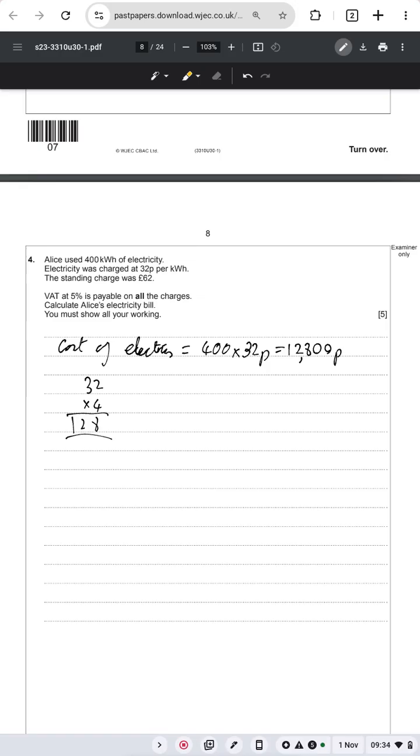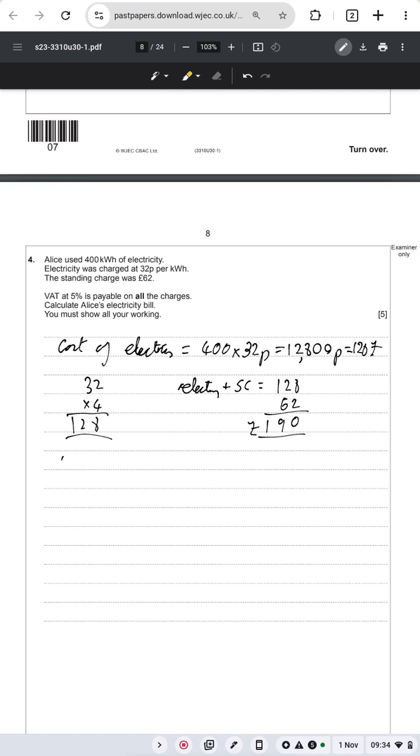So it's going to cost, what's that? 12,800 pence, which is equal to £128. So to that £128 we have to add 62p. So electricity plus the standing charge is equal to 128 plus 62, which is going to give £190.